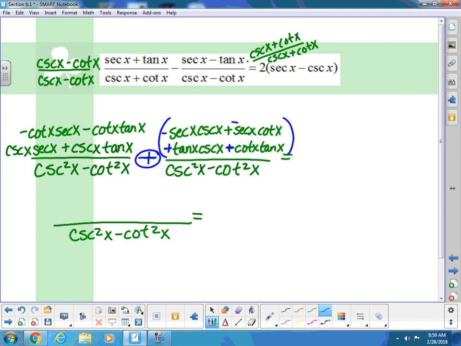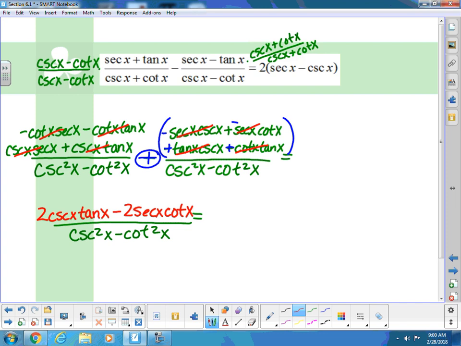All right, so let's go through our like terms. I have a cosecant secant and a negative secant cosecant. They actually cancel. What else do I have? I have a cosecant tangent and another cosecant tangent. So that gives me 2 cosecant tangents. I have a negative cotangent tangent and a positive cotangent tangent. They cancel. And then my last 2 terms, again, are like terms. They're both negative here. So it's going to give me a negative 2 secant cotangent.